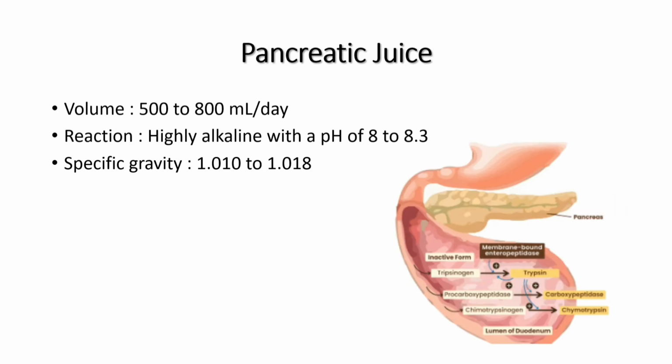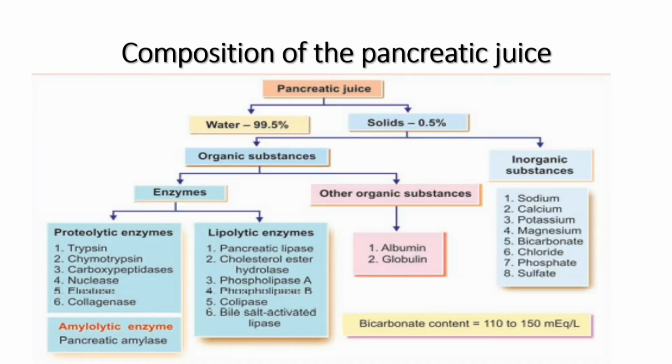Pancreatic juice. Its volume is 500 to 800 ml/day. Reaction: highly alkaline with a pH of 8 to 8.3. Specific gravity: 1.010 to 1.018.